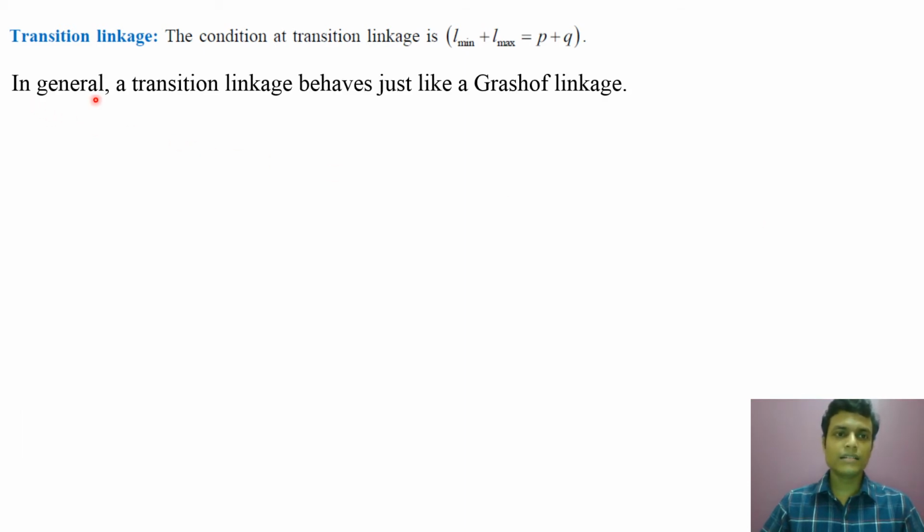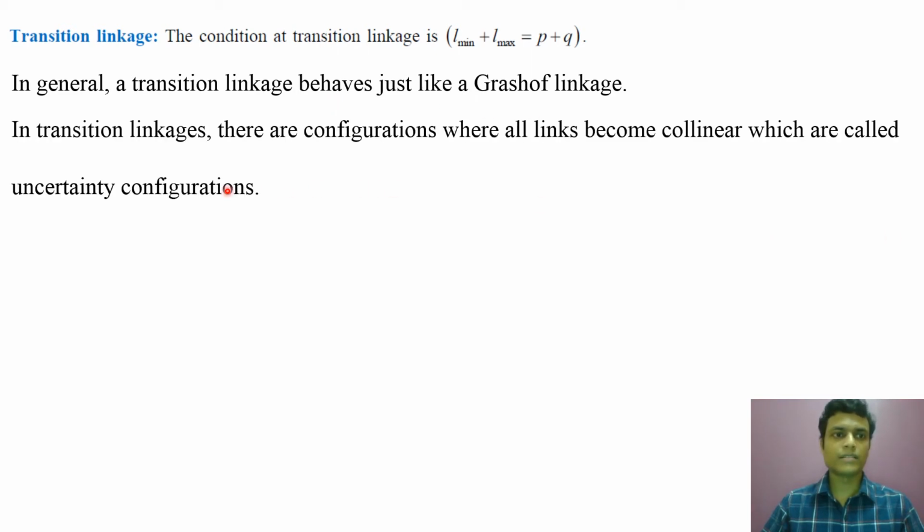In general, a transition linkage behaves just like a Grashof linkage. But in transition linkage, there are configurations where all links become collinear, which is called an uncertainty configuration.